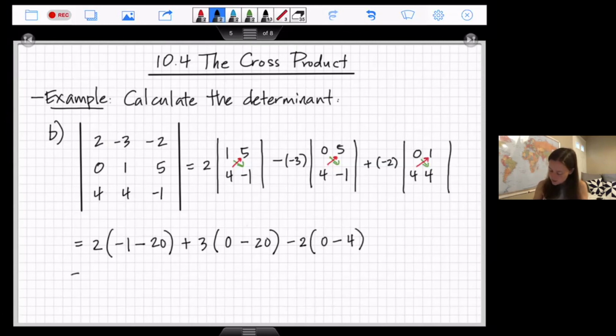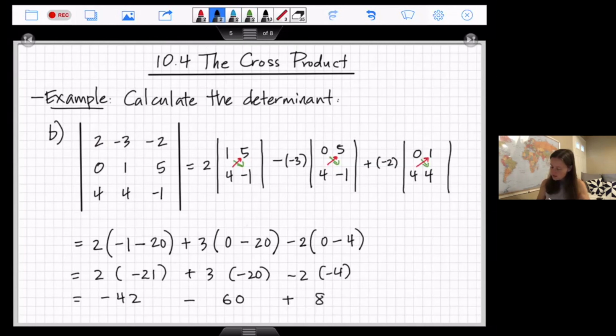And then arithmetic, 2 times -21 plus 3 times -20 minus 2 times -4. And I get -42 minus 60 plus 8. So let's see, that's a lot of negative. -102 plus 8, -94. No, -94. Okay. All right. So again, hope that my mental arithmetic is correct. Okay, so that's finding a determinant of a 3 by 3 matrix. Again, does not seem to have anything to do with vectors, but I promise it will when we meet together in class next time.